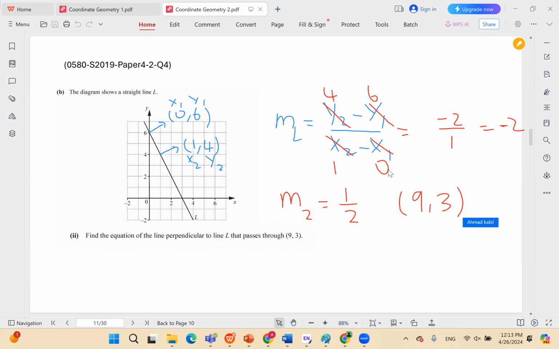To get the equation, we just write down y equals mx plus c, and we substitute. So 3 equals half times 9 plus c.